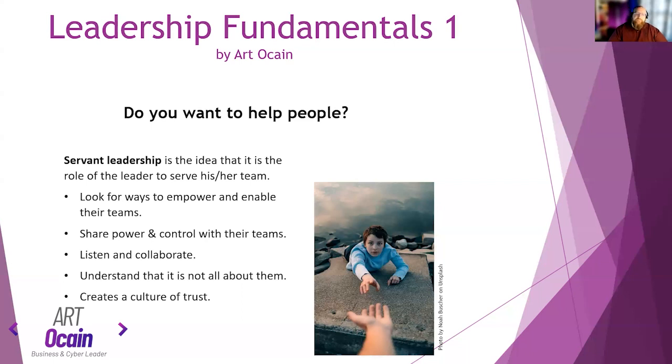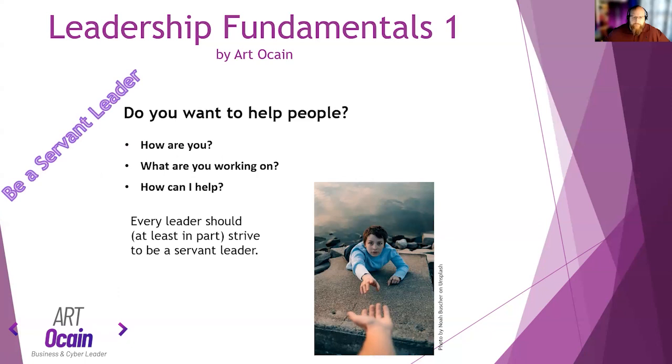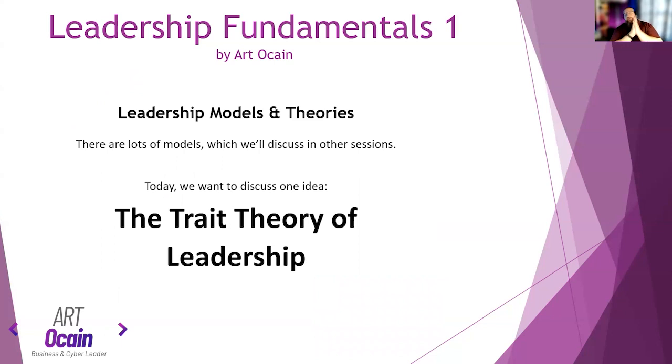Listen and collaborate. And understand that it's really not all about you. Your team comes first. And this servant leadership model, more than anything, creates a team that trusts you. If you're going out of your way to bend over backward to give your team what they need, they will trust you. So servant leaders tend to be good listeners. They're empathetic. They're self-aware. They have a lot of persuasion because of that level of trust. They're willing to help and they're humble. And I think that every leader should strive to be a servant leader. There are times when we have to slide into other leadership styles, but servant leadership should be the default.